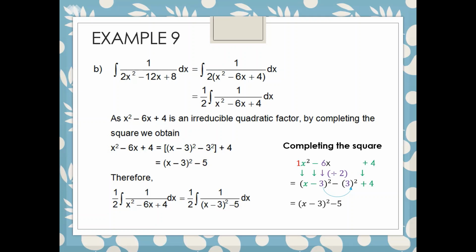Then close the bracket and put power 2. Next, minus the value with the square and copy the third term. Finally, simplify the whole expression. You should get (x minus 3) to the power of 2 minus 5. Therefore, the integral can be written as 1 over 2 integrate 1 over (x minus 3) to the power of 2 minus 5.